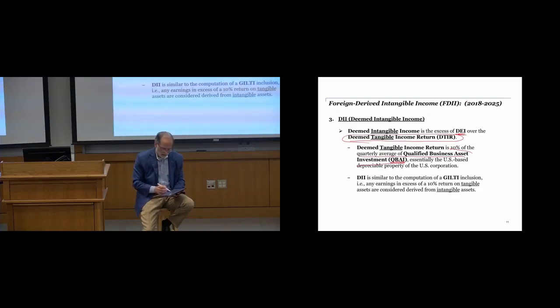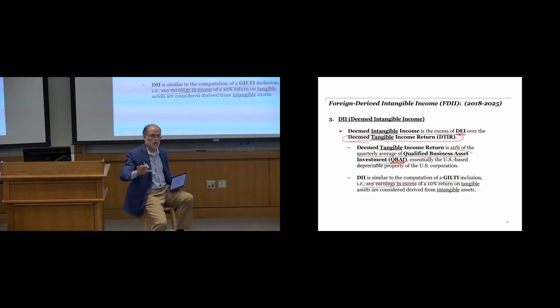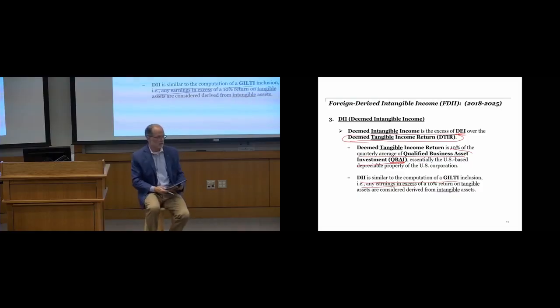And so QBAI here is essentially the US-based depreciable property of the US corporation. Okay? It is similar in computation to the GILTI inclusion, that artificial objective measure of what is tangible return, leaving the residual as the deemed intangible return.